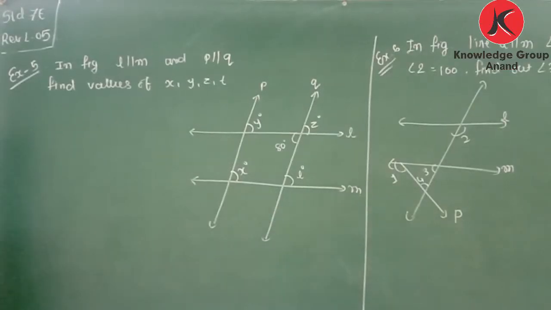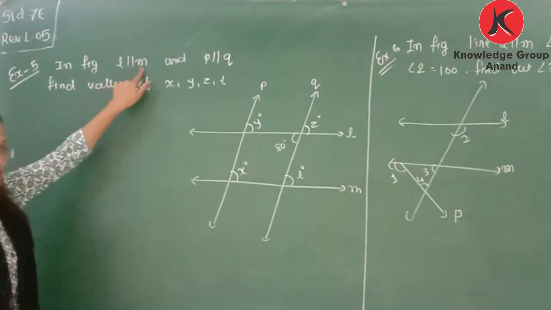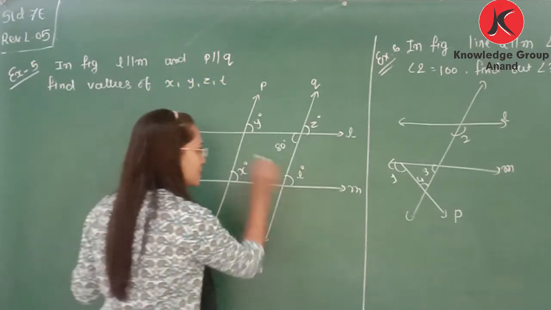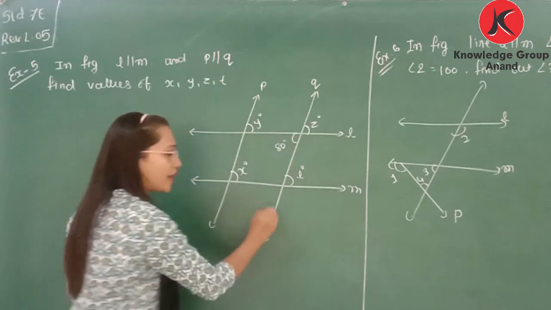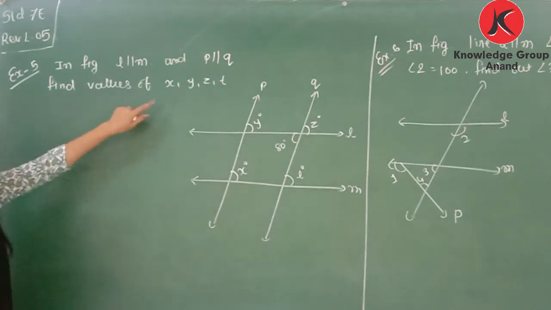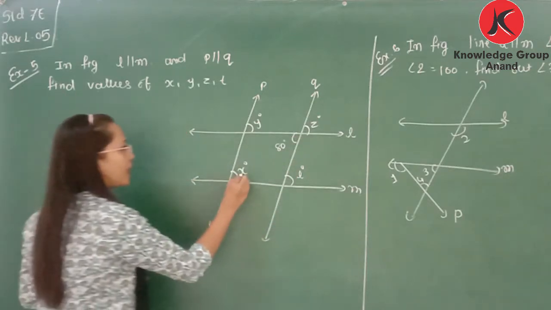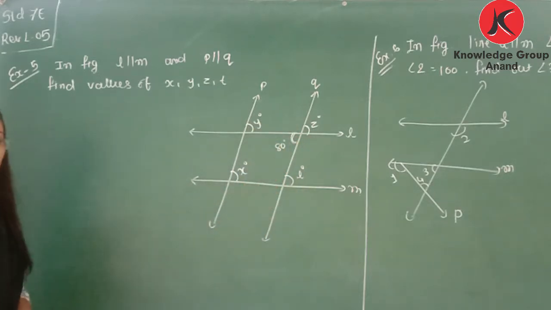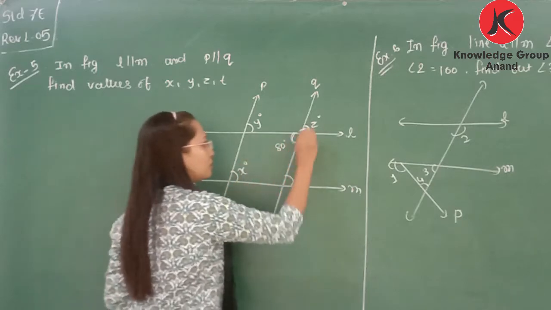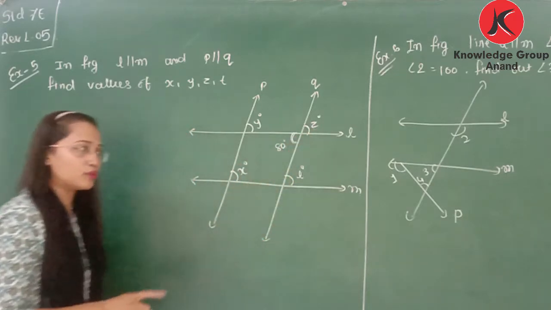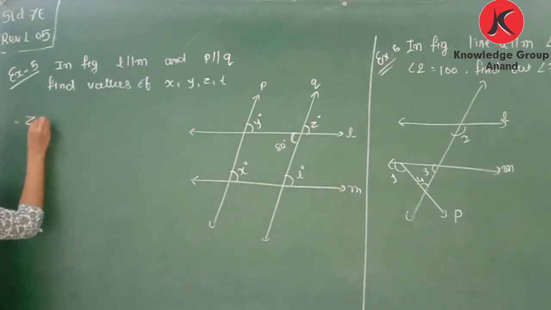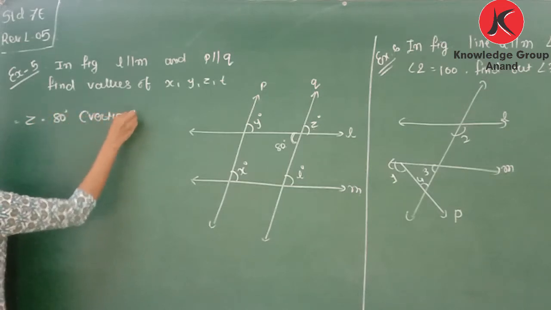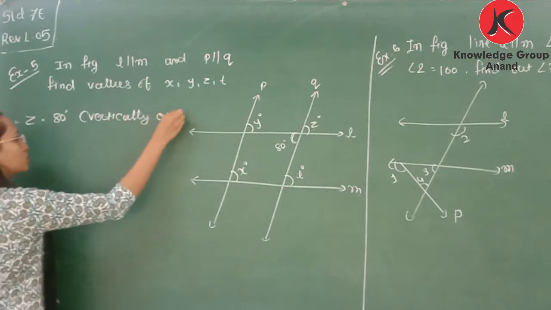Next example, in the figure, L is parallel to M and P is parallel to Q. Means these two lines are parallel, P and Q are parallel. Find the value of x, y, z and t. This angle is given as 80. Now we can find angle z because z and 80 are vertically opposite. So we can write z is equal to 80 degrees. Reason: vertically opposite.